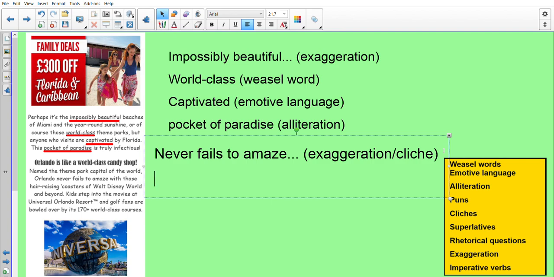With those hair-raising coasters of... Well, now, hair-raising is a great phrase, but that's used to describe a roller coaster, isn't it? I don't think it's relevant to a holiday to Greece, so we'll leave that one out. And beyond, kids step into the movies at Universal Orlando Resort, and golf fans are bowled over by its 170-plus world-class courses. I think we'll leave it there. I think we found enough from that bit there.